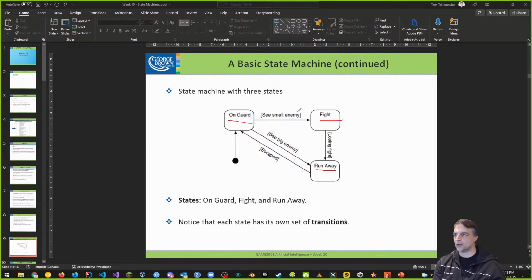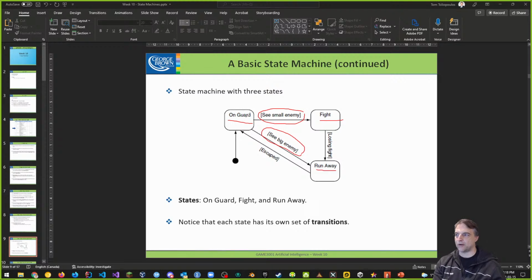So the condition is this one right here. So this is the condition. If we see a small enemy, we're going to go fight. If we see a big enemy, and a big enemy might be someone who has more health, as an example, or just generally stronger, maybe the guard can detect how big that enemy is, then we do different things. So this is the condition, and we transition. The line that connects the two states is the transition between one state and the other state.